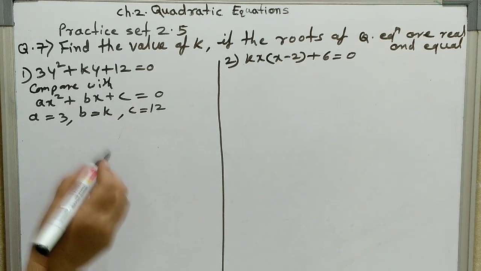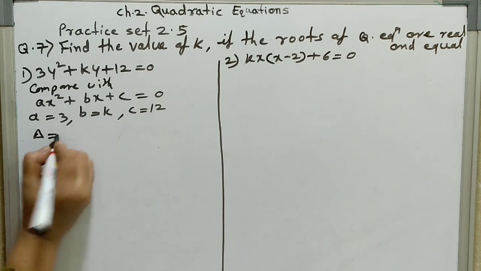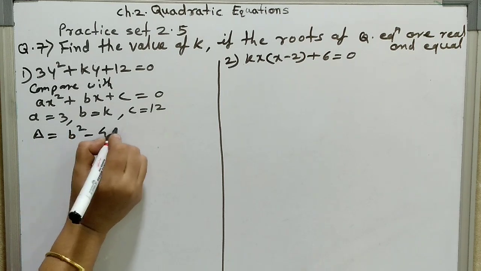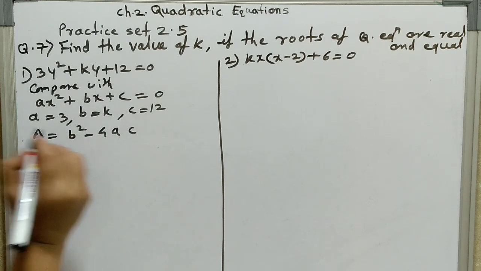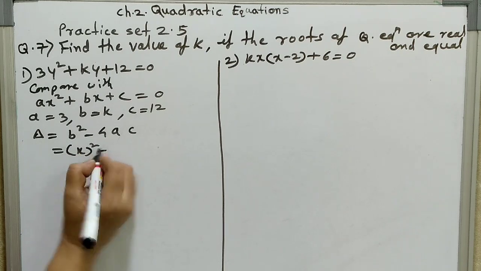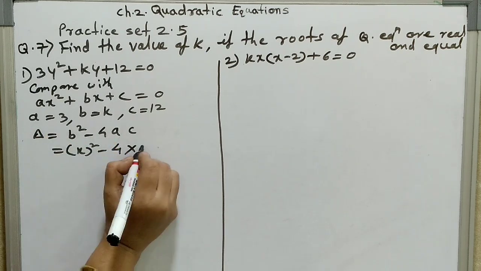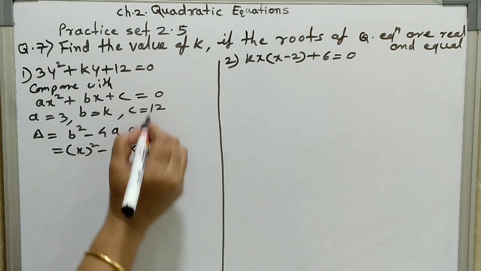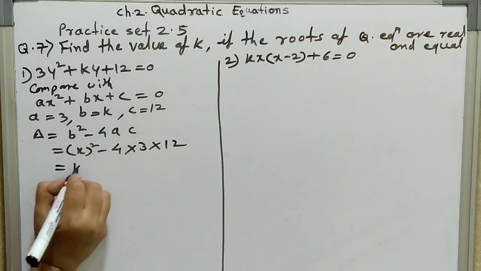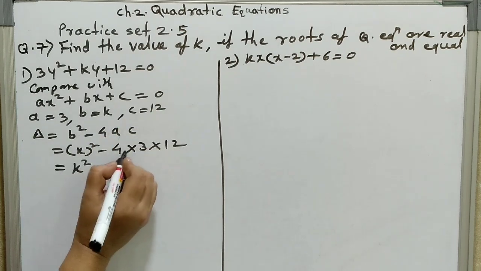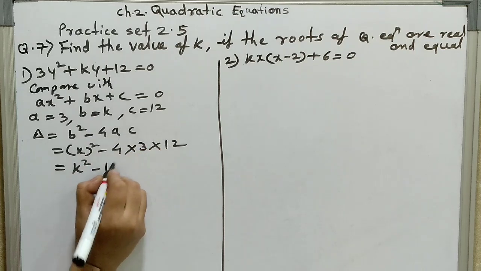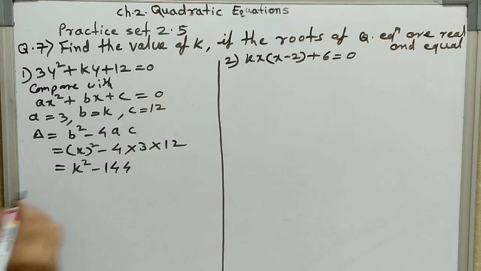So first we find out the value of discriminant, means delta is equal to b square minus 4ac. So value of b, k, so k square minus 4 into value of a 3 and value of c 12. So here k square minus 4 into 3 into 12, 12 into 12, 144. So these roots are real and equal.